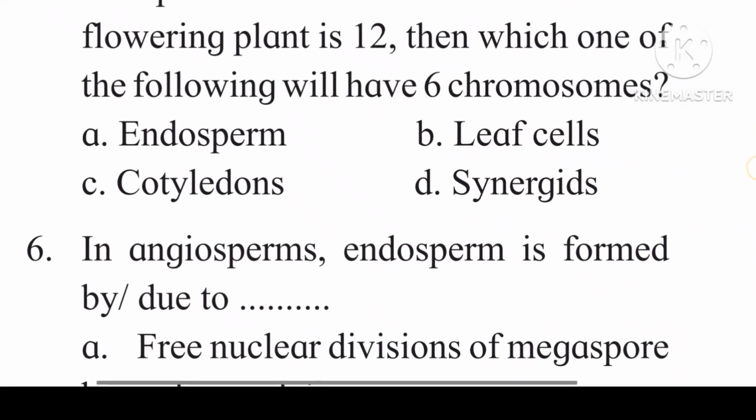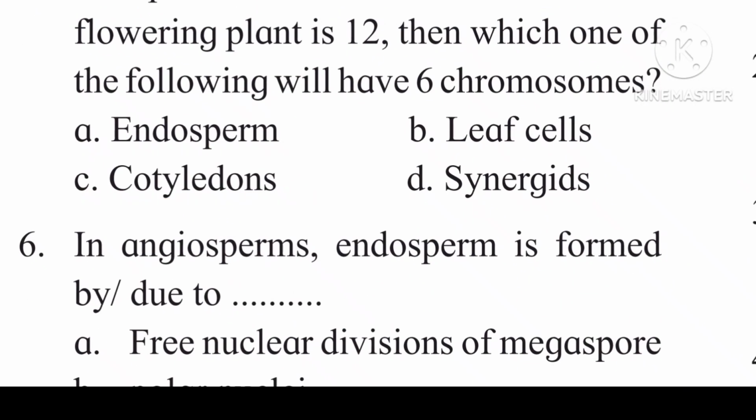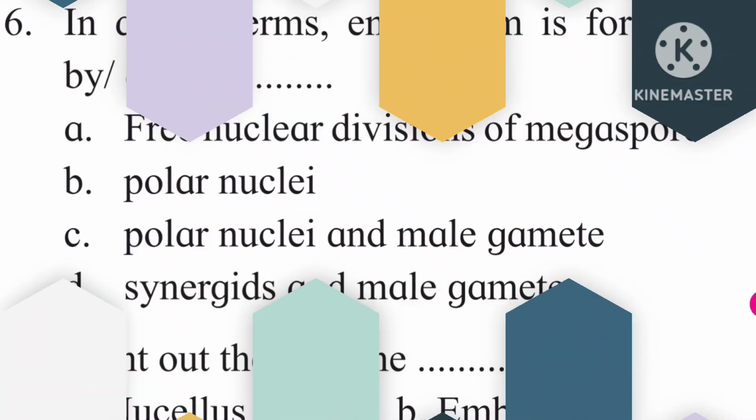Then fifth, if diploid chromosome number in a flowering plant is 12, then which one of the following will have 6 chromosomes? A, endosperm; B, leaf cells; C, cotyledons; D, synergids. Here correct option is D, synergids.